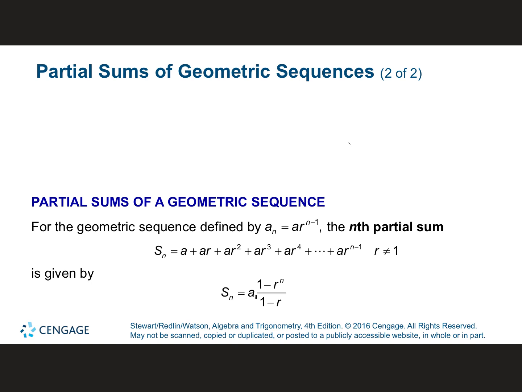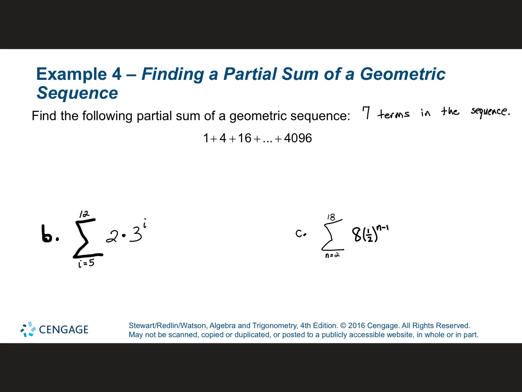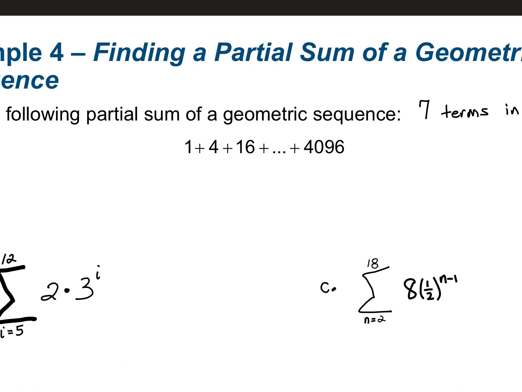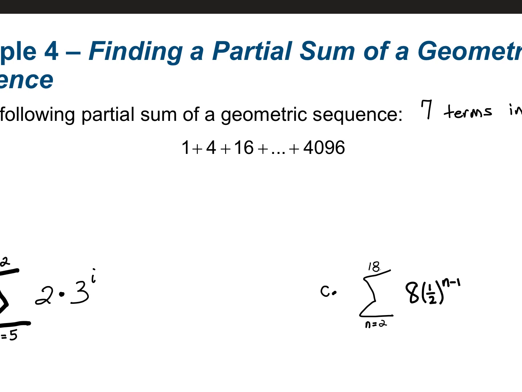For geometric sequences, if you're asked to find the partial sum, you're going to use the formula S sub n is equal to a sub 1 times 1 minus r to the power of n over 1 minus r. Keep that in mind, because you're going to use it on the next examples. For your next example, you're asked to find the partial sum of each of the following geometric sequences.